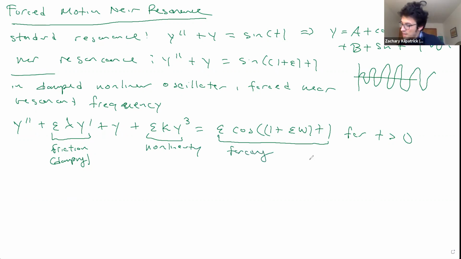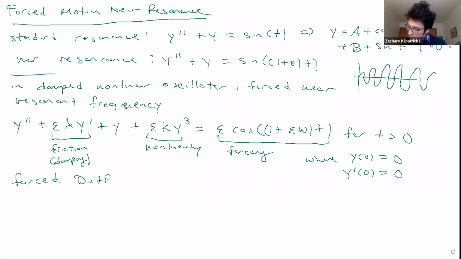And we're going to take this oscillator initially to be at y0 equals 0 and initial velocity of 0. So all the motion in the oscillator is going to come from the injection of forcing. Now this is kind of a canonical problem. It's called the forced Duffing equation, after some person named Duffing. I already labeled all those things, so I'm not going to rewrite what they are.